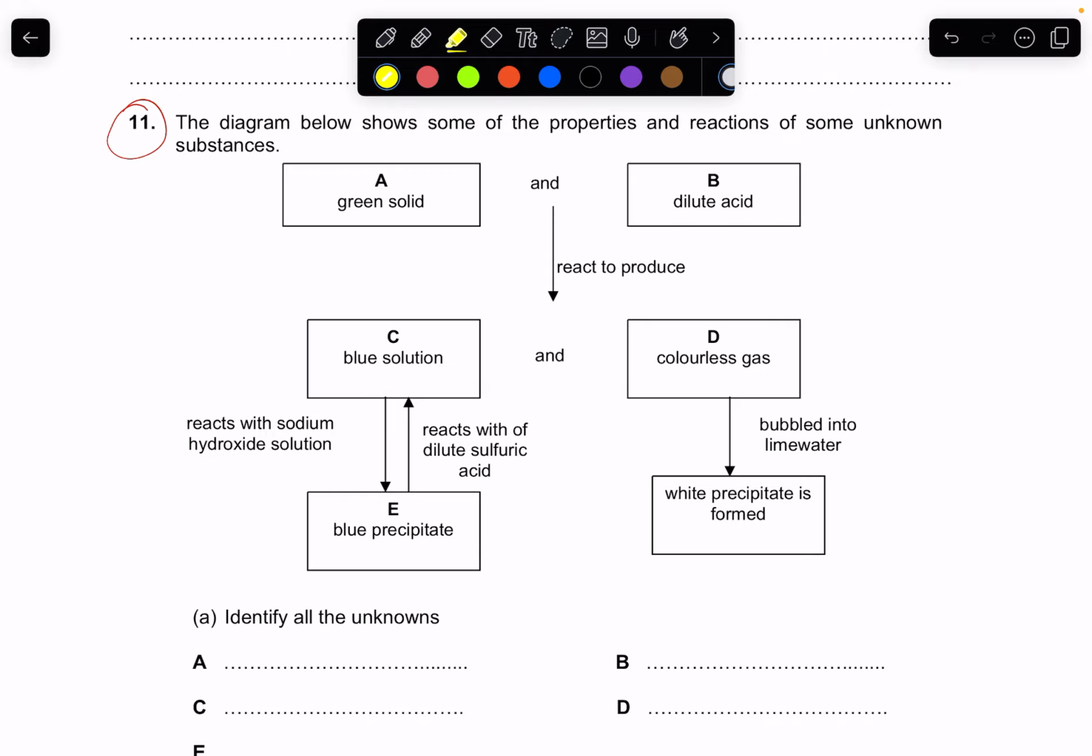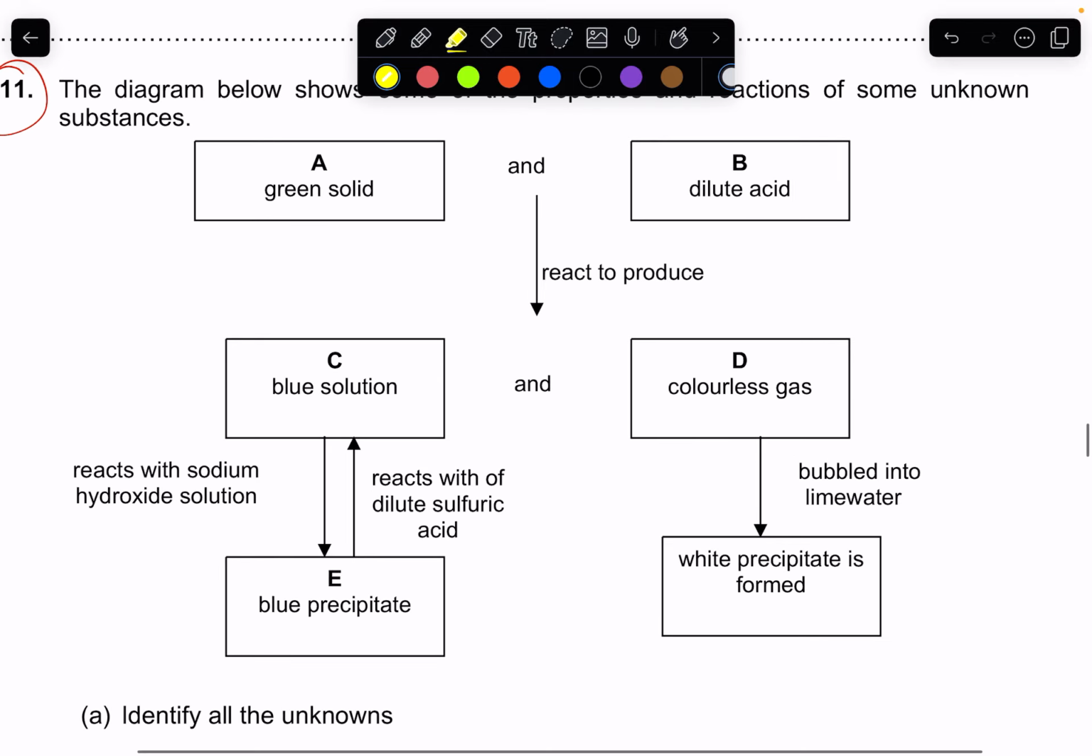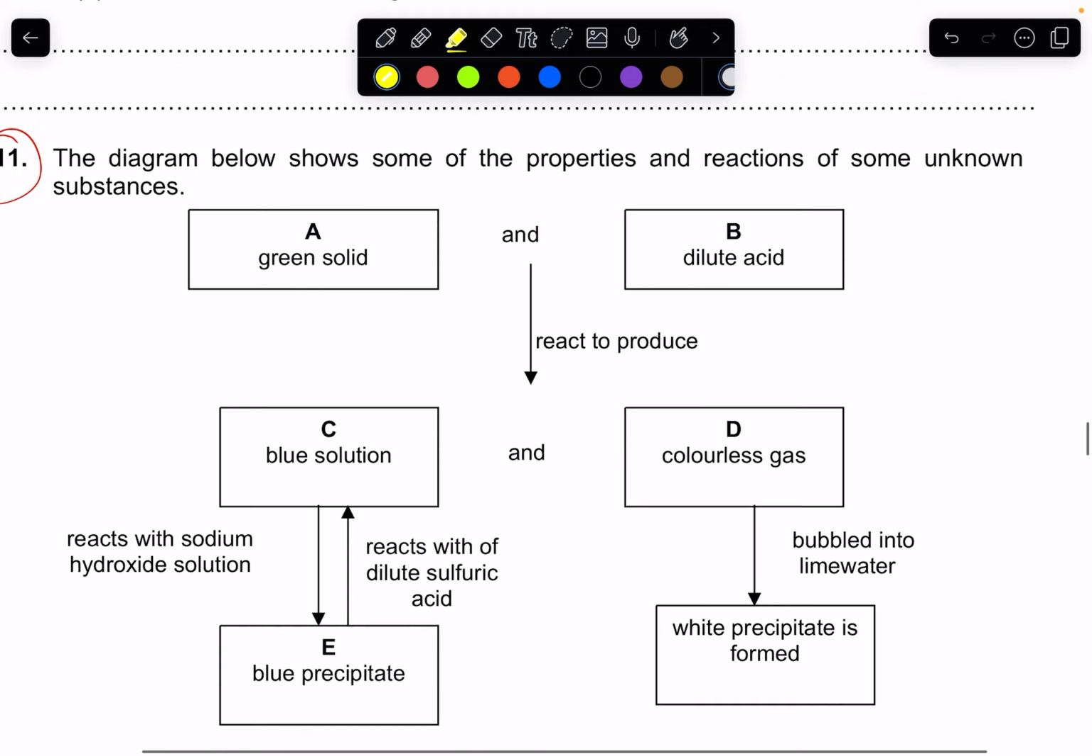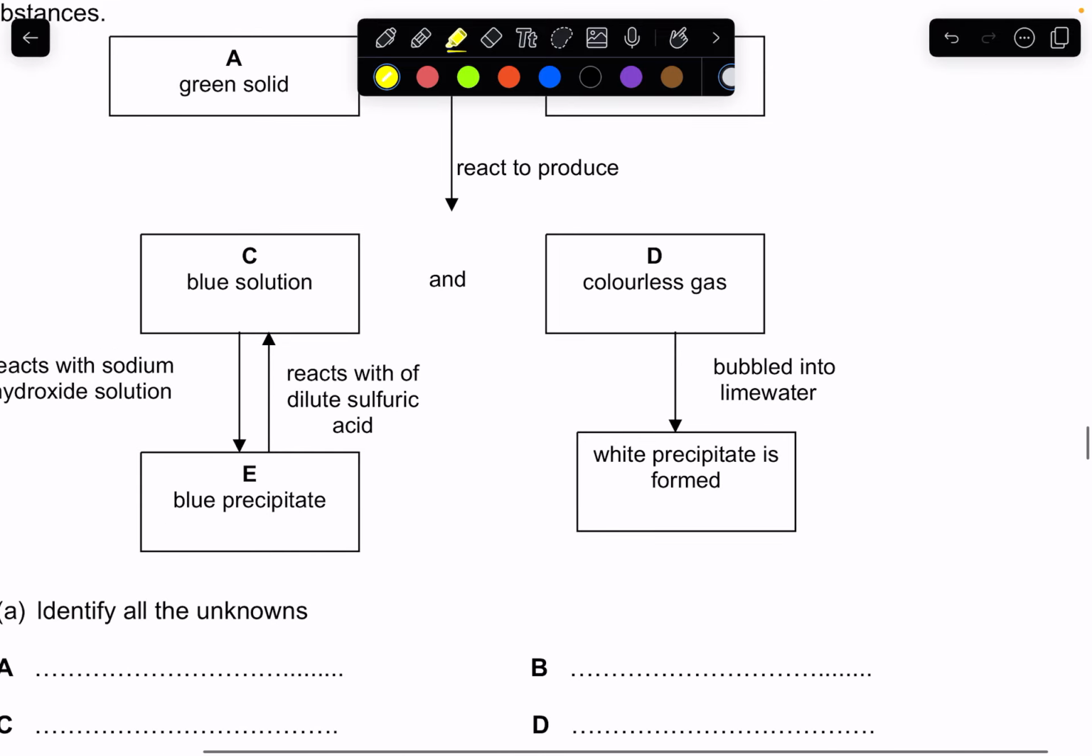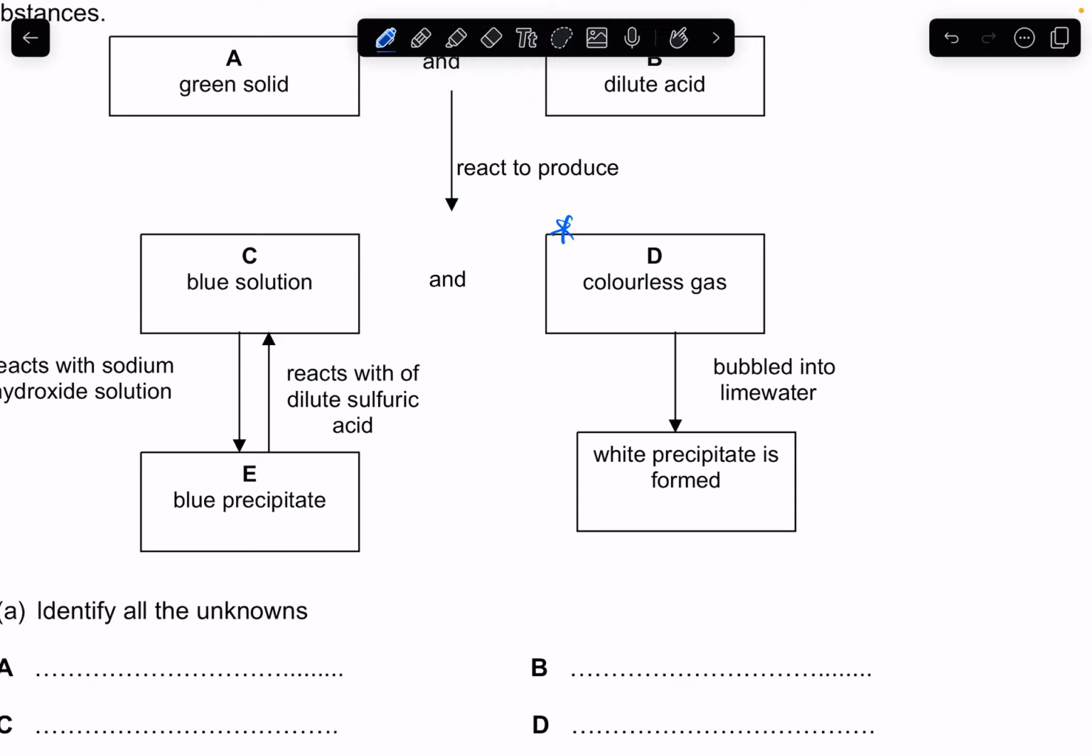So if you look at question 11, you can see green solid A and dilute acid B. They react to produce solution C and colorless gas D. So here I can't start from the top because again I don't know what is my green solid and what's my acid, but I know it's an acid reaction to give a solution and a gas. When you see test for gas, generally start from there because it's usually easier. We start from test for the gas.